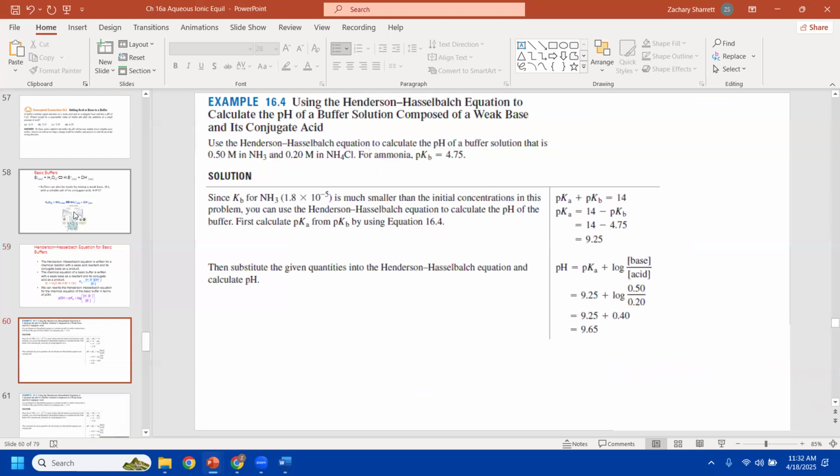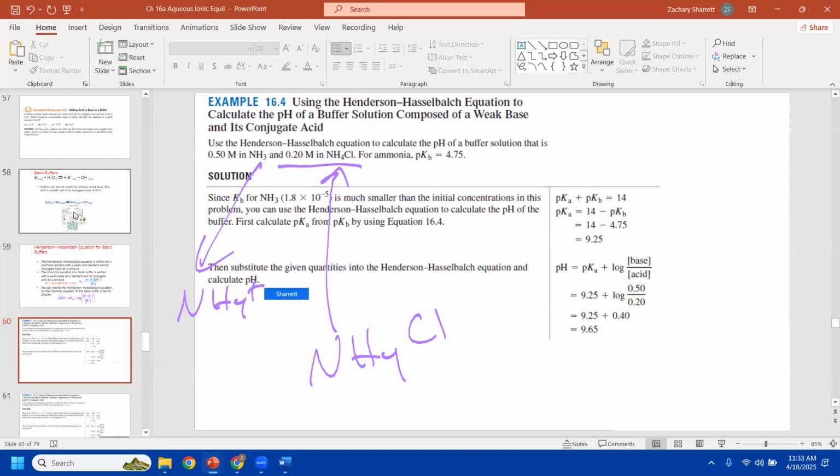To use this equation, if this is saying use the Henderson-Hasselbalch to calculate the pH of a buffer that is 0.5 molar NH3 and 0.2 molar NH4Cl. So this is NH4Cl. Why is it NH4Cl? NH3, what is the conjugate acid of NH3, honey? So after NH3, which is a weak base, picks up a proton, what is its formula? NH4 plus. So the actual conjugate acid is NH4 plus. Why is this saying NH4Cl, Jessica?